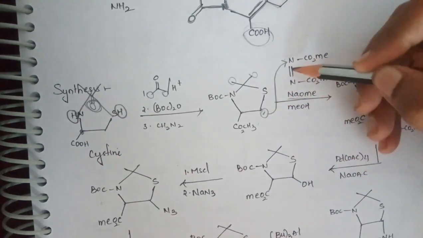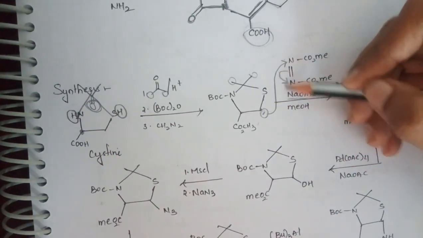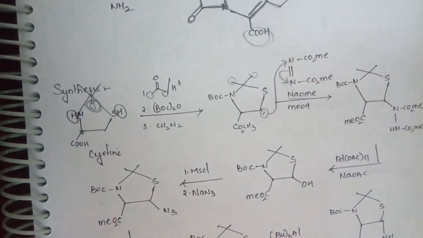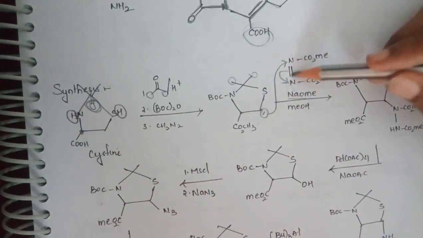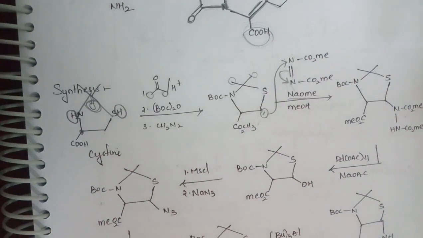This will go and attack. This one will shift. Here you will get hydrogen, you will get N, and attached to N you will have CO2Me. This you will get as NH, CO2Me. Later treating with Pb(OAc)4, NaOAc, this will be removed and you will have OH.